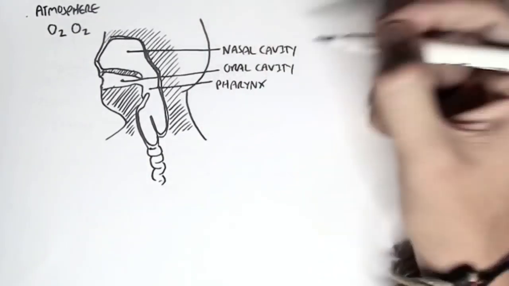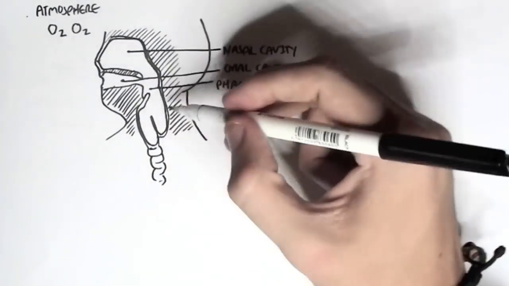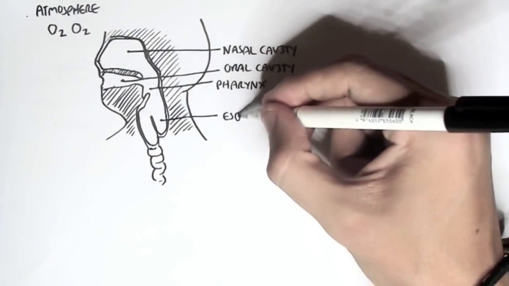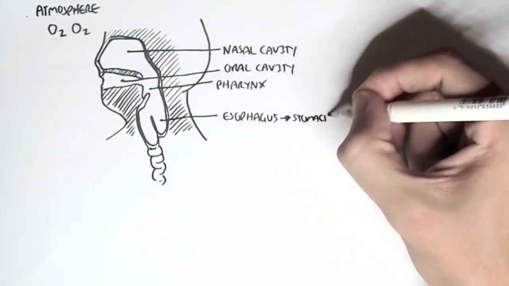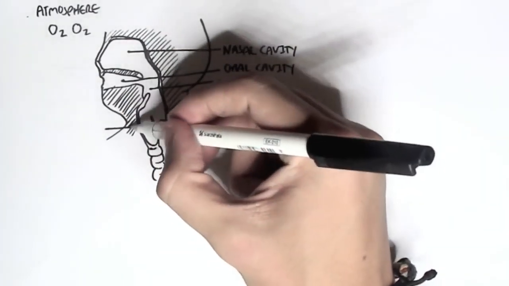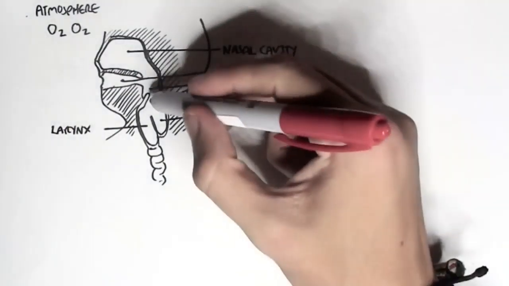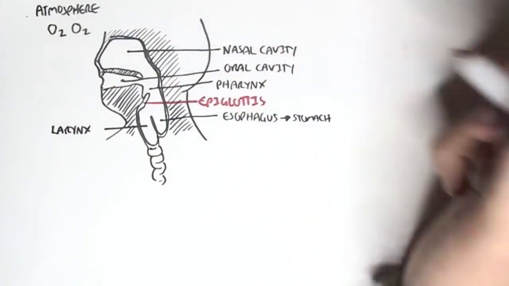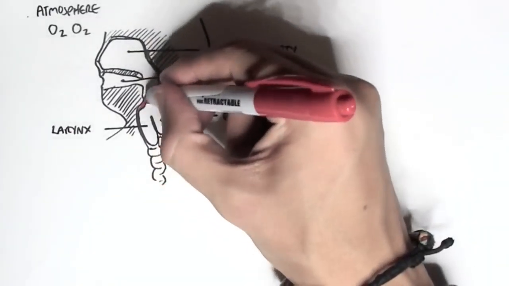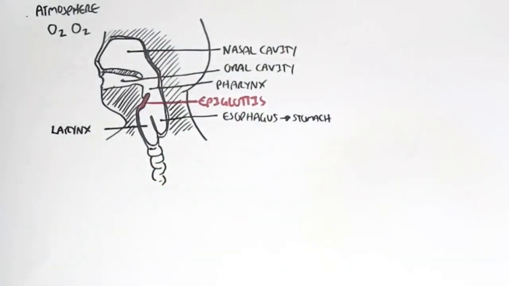And then we have the esophagus here at the back, which leads towards the stomach. This is part of the digestive system. And then in front of it, we have the larynx, which actually leads to the respiratory tract, further to the respiratory tract, the lungs. And so what divides the esophagus and the larynx? Well, it's the epiglottis. The epiglottis can cover the larynx when we are eating.